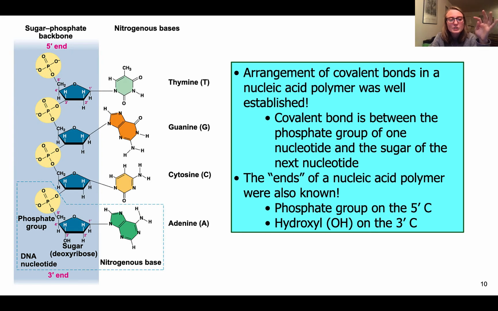And because we understood how these nucleotides fit together, we also could tell what was at the ends of them. So there was a phosphate group on what we call the 5' end. You can see here that they number the different carbons of the sugar, so we can label where everything is. So we knew that there was a phosphate group at the 5' end of the nucleic acid, and that there was a hydroxyl group, which is written chemically as OH, at the 3' end of the nucleic acid.